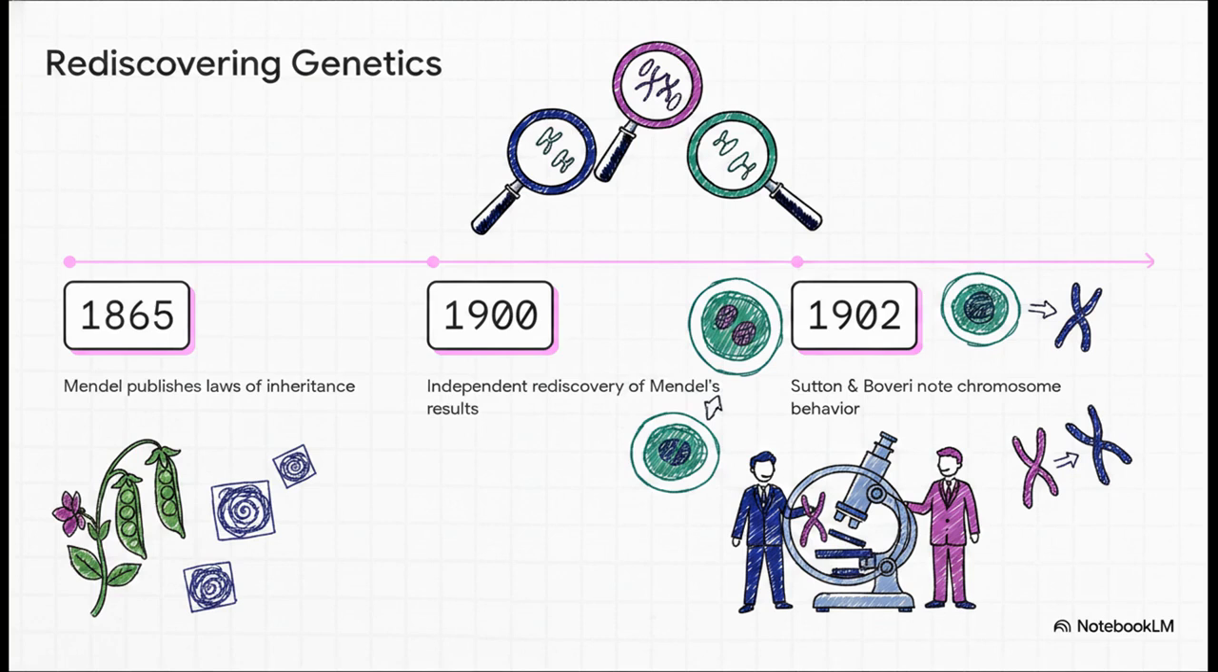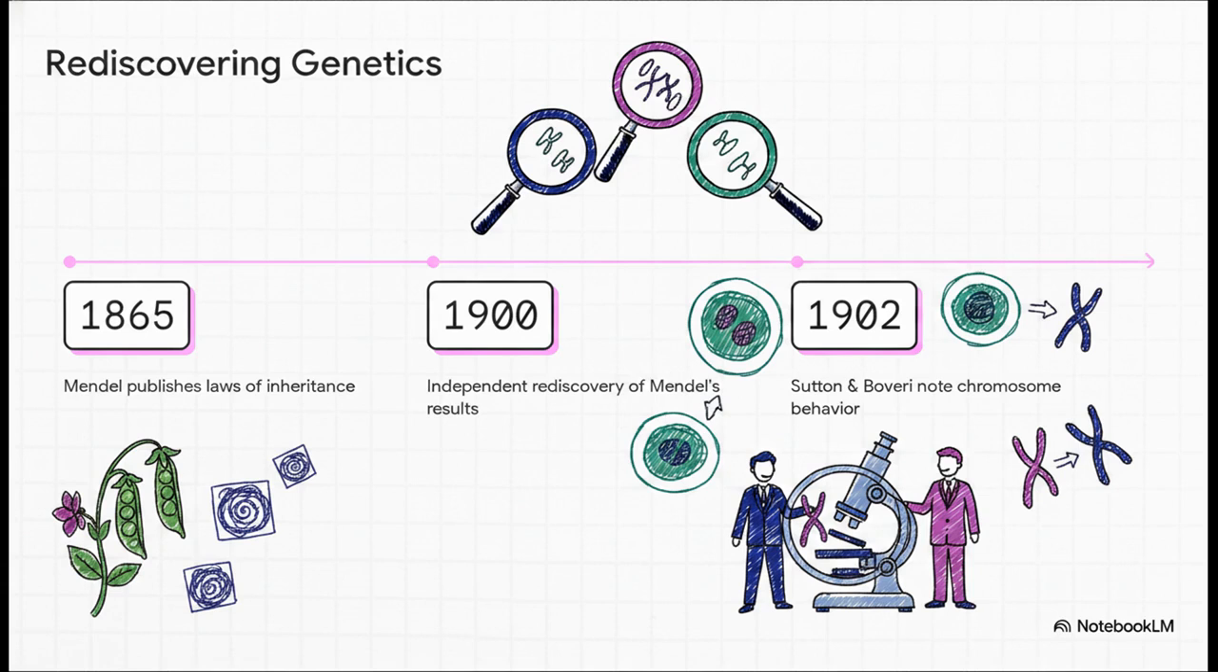Section 2. The chromosome connection. Okay, let's dive into this timeline, because the way everything syncs up here is just beautiful. Fast forward to the year 1900. 3 scientists, De Vries, Correns, and von Tschermak, independently reproduce and rediscover Mendel's results. Suddenly, Mendel's abstract laws are the hottest topic in all of biology. But this time around, scientists have a major new weapon: vastly improved microscopes.